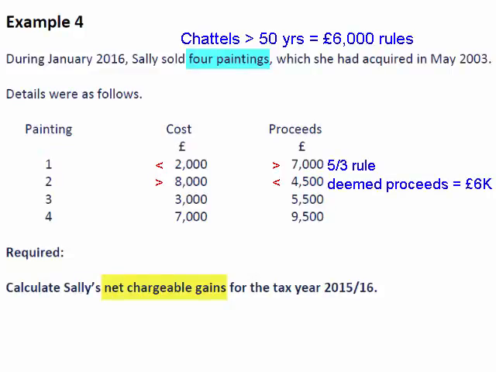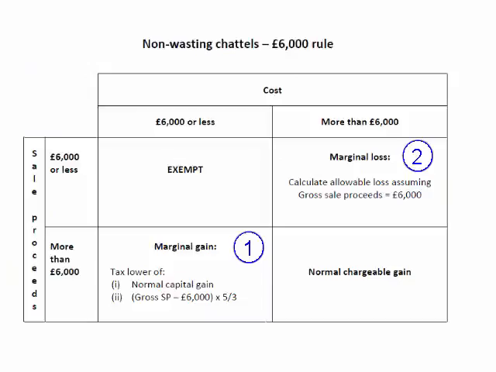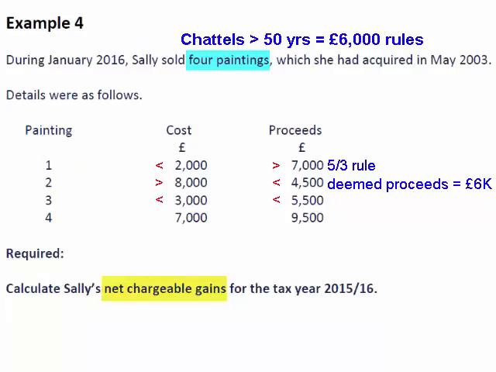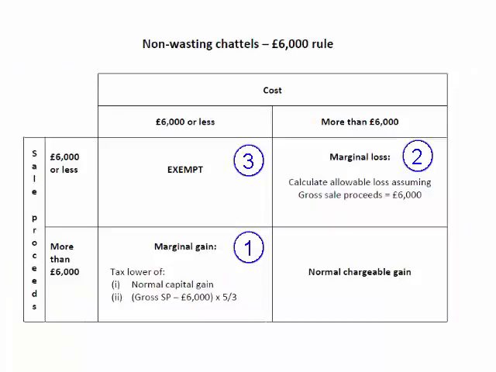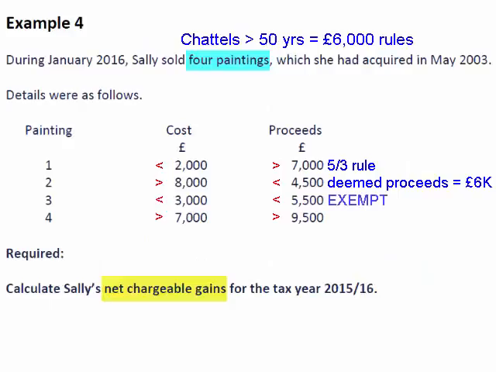Next we have a painting bought for £3,000, so less than 6, and sold for £5,500, so also less than 6. This one falls then in the box for cost of less and proceeds of less, and so painting 3 will be exempt. Finally, we have one bought for more than 6, £7,000, and sold for more than 6, £9,500. So that one will fall in the box here, the normal chargeable gain. So let's just annotate those on the question. We now know how we're going to deal with each of these disposals, and we're going to go through them and pull together the answer.